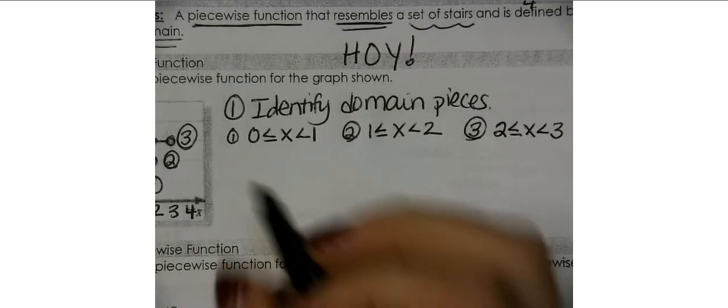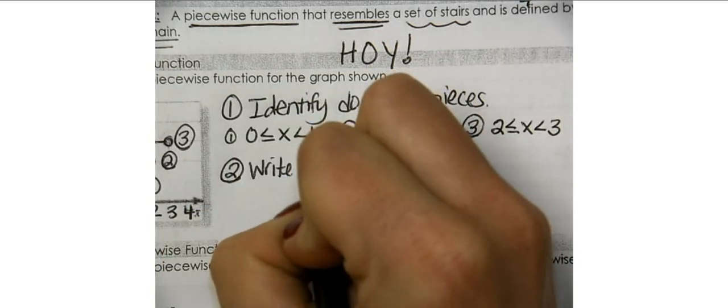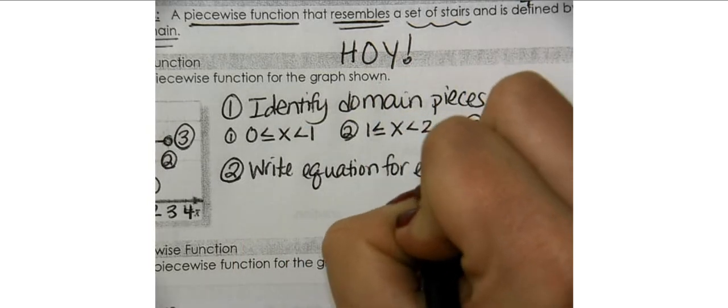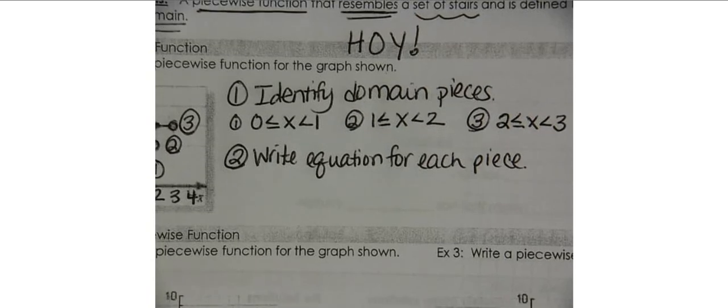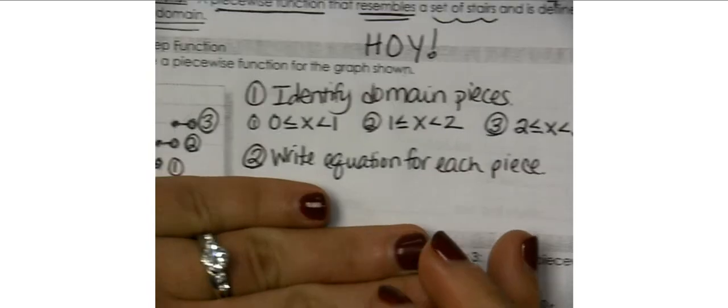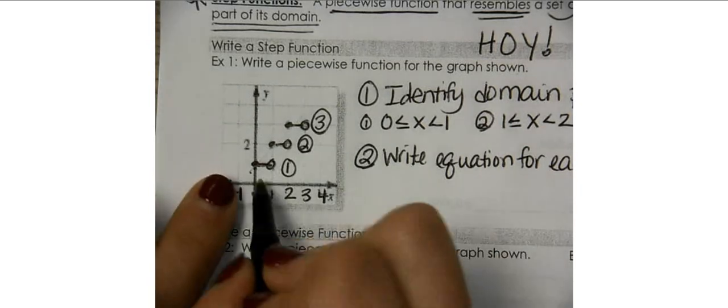Step number 2 is I need to write an equation for each piece. Now remember, these are horizontal situations, so we need to figure out what y is equal to. So I'm not interested in x anymore. I'm just interested in my y values. What values of y are being touched? And this time I'm going to insert the numbers. So I have a 1, a 2, and a 3, and up here is 4.